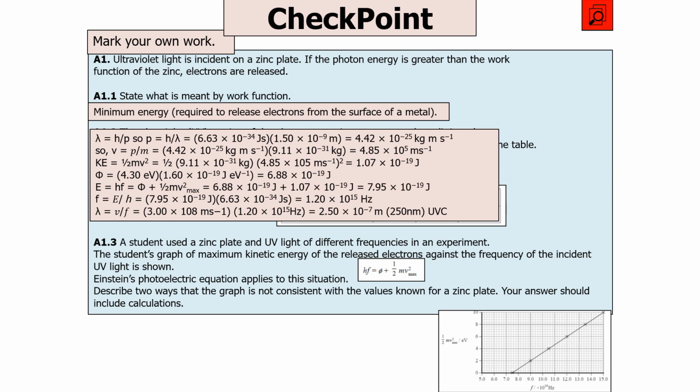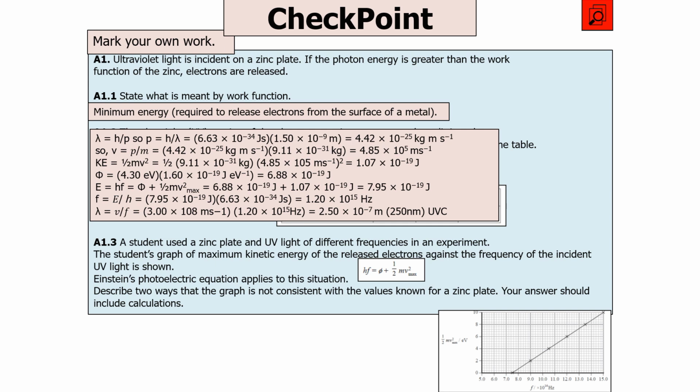We then convert the work function into joules by multiplying the value in eV by 1.60 times 10 to the minus 19 joules, and then you work it through to be 6.88 times 10 to the minus 19 joules. We then say E equals hf plus a half mv squared to work out the total energy of the photon, so we get 7.95 times 10 to the minus 19 joules.